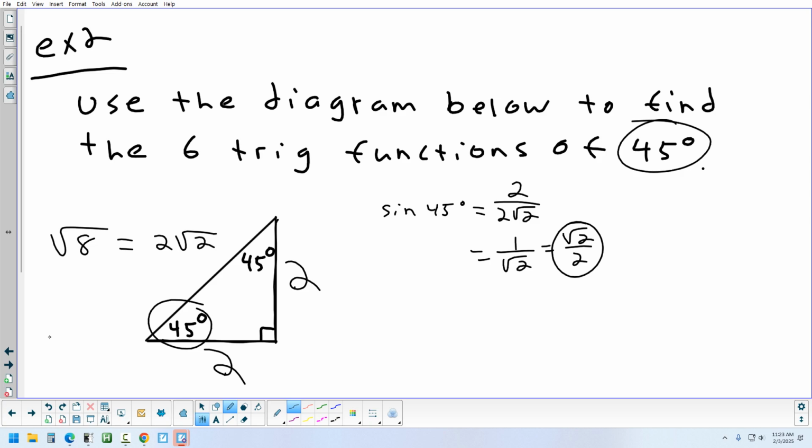Okay. Let's do the cosine. What's the cosine of 45 degrees going to be?